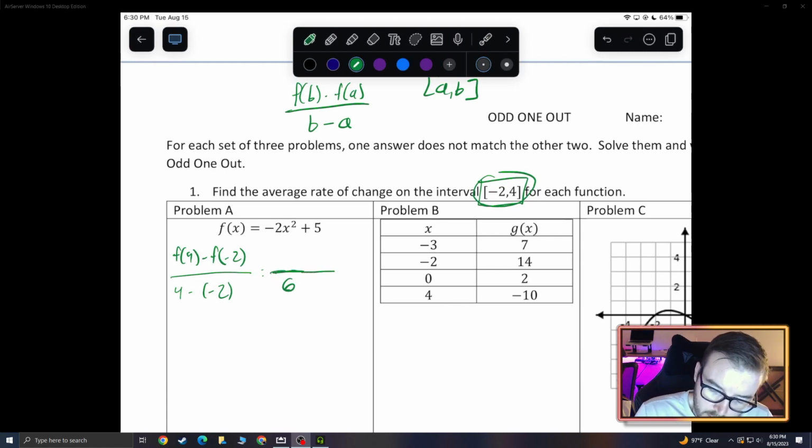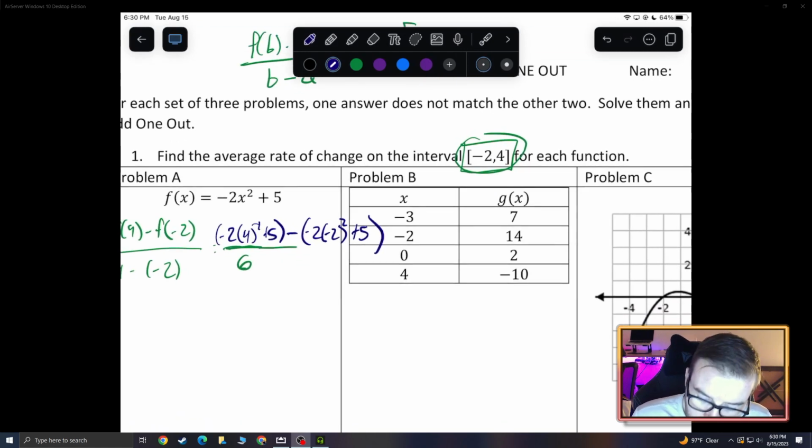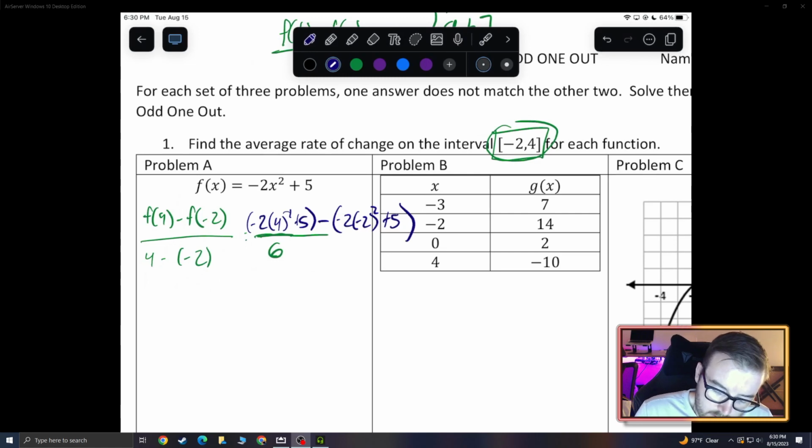Well, you need to plug 4 into the function, okay? So let's do that. If I plug 4 into the function, I end up getting that, right? And when I plug in -2 into the function, I end up getting that. I know I'm going over into the other side, but I'm just helping you see it written down. So let's walk through the math here.